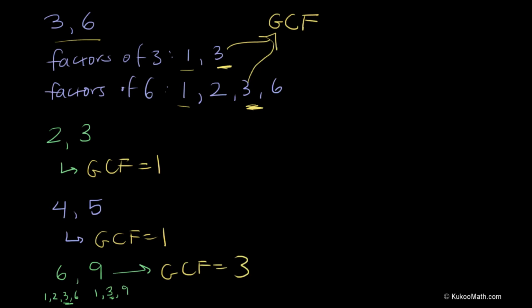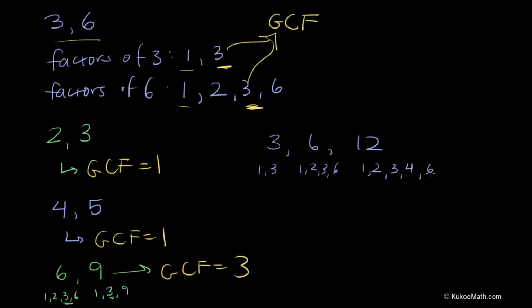Now let's try the number combination of 3, 6, and 12. It doesn't have to be a pair. It can be any group of numbers. We're just looking to see the biggest factor that they have in common. So for 3, our factors are 1 and 3. For 6, it's 1, 2, 3, and 6. And for 12, it's 1, 2, 3, 4, 6, and 12.